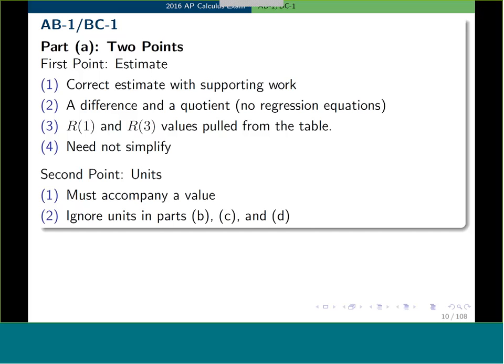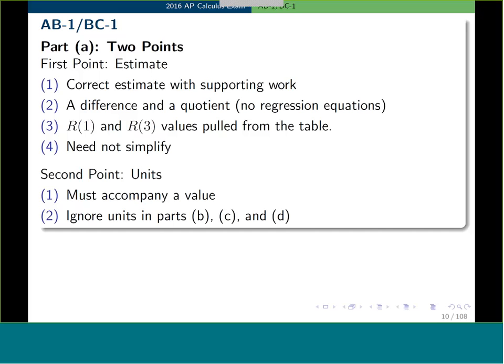Students have these fancy calculators, and many of them try to use a regression equation, and we certainly don't want them doing that. If there's any evidence of them using a regression equation, they would not get the point here. And they have to pull R of 1 and R of 3, those values, from the table. And they need not simplify, and I apologize, but let me explain that a little bit more. Students don't need to simplify an arithmetic expression. Algebraic expressions in general, yes, but if it's arithmetic, they do not.